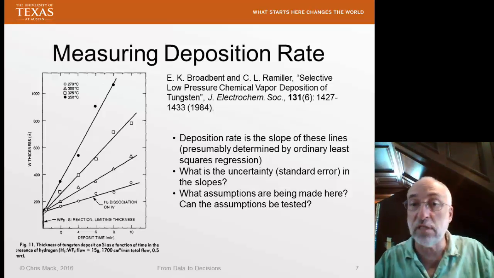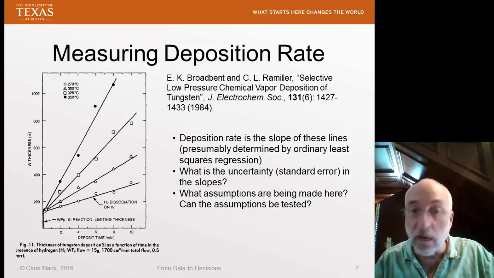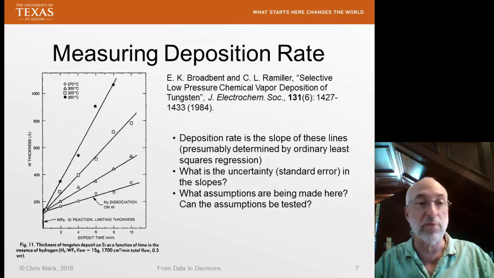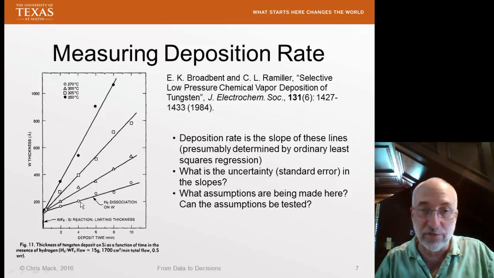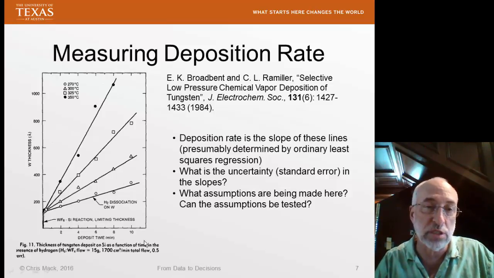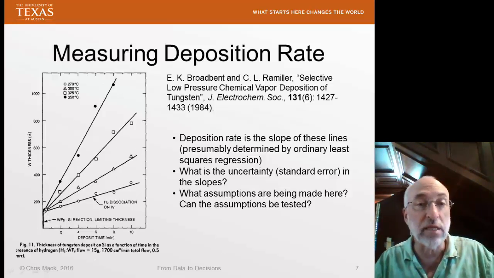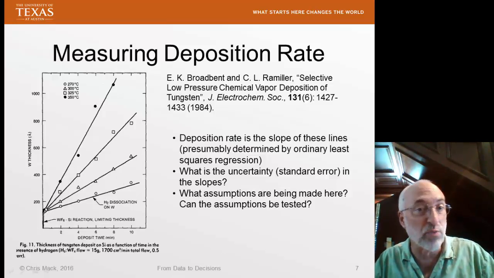There's also a series of assumptions that are being made here, none of which are described in the paper, but you can sort of figure out what they are. We're assuming that the deposition rate is a constant over time. It doesn't change with the thickness of the tungsten. It doesn't change with deposition time. It's a single value for the deposition rate, and therefore a straight line model is appropriate.